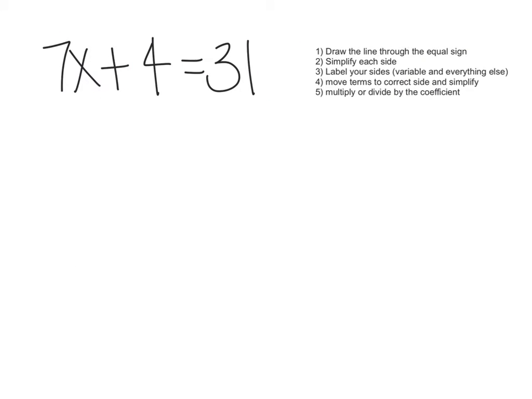So our first problem we're going to do is 7x plus 4 equals 31. For my first step, I'm going to draw my line through the equal sign, and what this does is designate my 2 sides. Step 2 is that I need to simplify each side. That means I need to look to see if there's any like terms that I can combine on the left side or the right side.